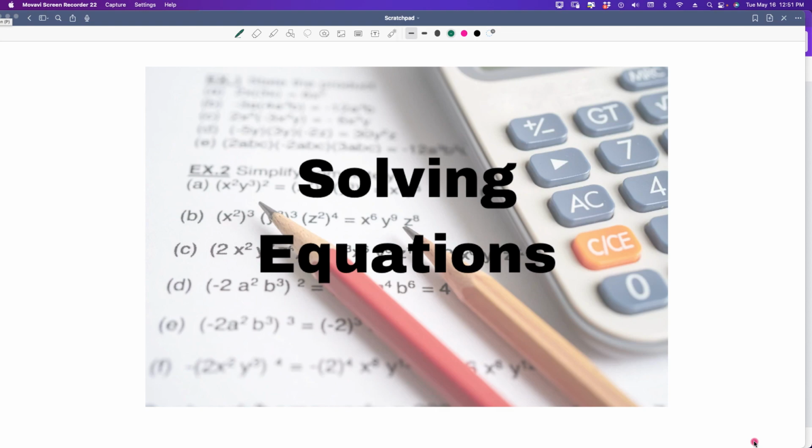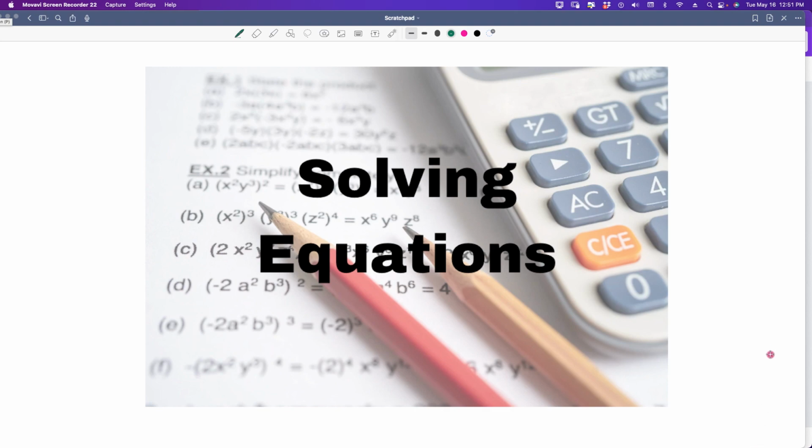Welcome to lesson 1.6, Solving Equations. Solving equations with only one operation involves using the inverse operation to undo the indicated operation found in the equation. Addition and subtraction are inverse operations. Multiplication and division are also inverse operations.